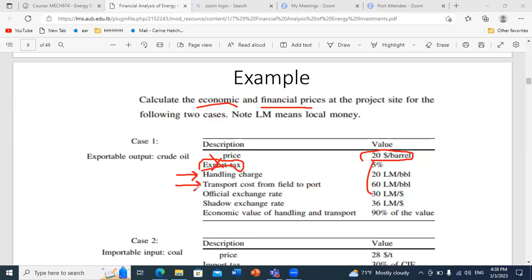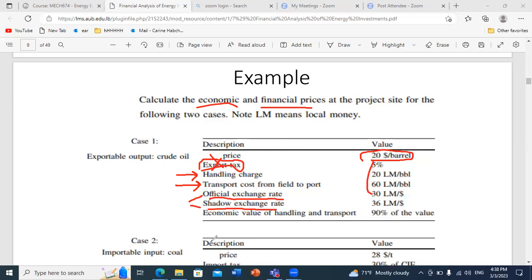Now, in general, you also sometimes have several exchange rates. The official exchange rate is the one that we'll consider in the economic analysis, and the shadow exchange rate is the one that we'll consider in the financial approach.